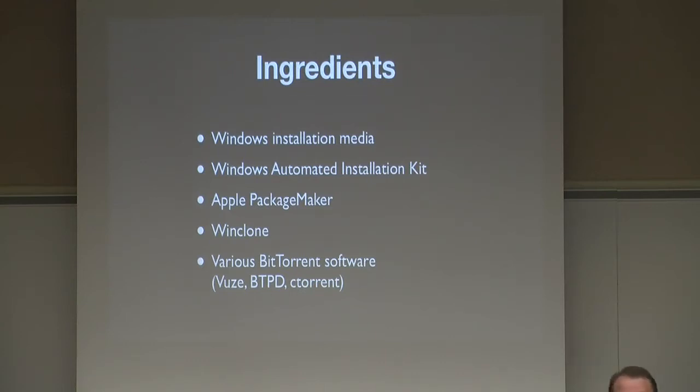Of course, you're going to need Windows installation media. We have done this now through XP, Vista, and now we're on 7. You're going to need to get familiar with the Windows Automated Installation Kit. That was totally new territory for myself. That didn't exist in the NT days. If you've ever done Sysprep before, I'm sure you've already dealt with it to some degree. Essentially it spits out an XML file that has pre-set up, almost like a little manifest of things. Apple PackageMaker is the redheaded stepchild of Apple software, I think, at times.